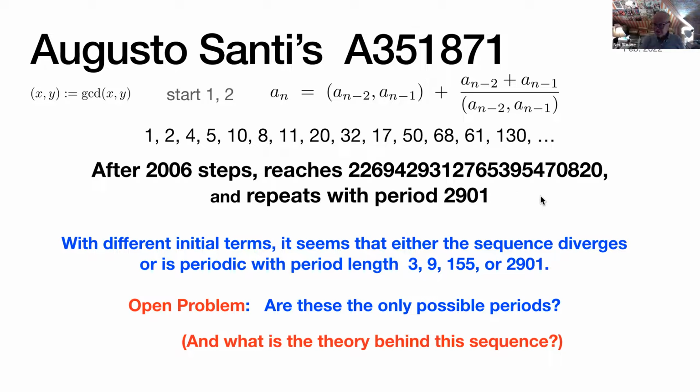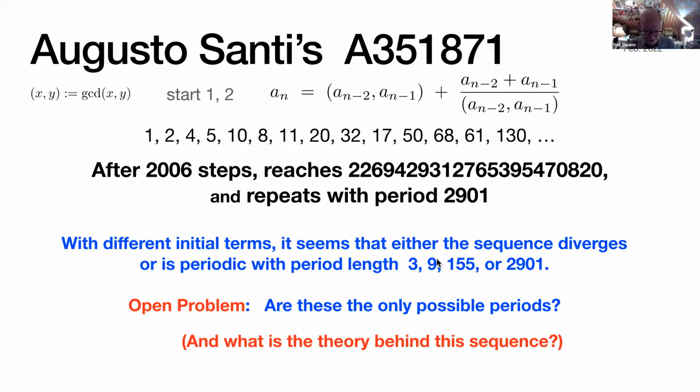It goes like that. And now here's the interesting thing. After 2006 steps, it reaches a number about 10 to the 21, and then it repeats with period 2901 for reasons that I don't think anyone understands. And if you change the initial terms, it appears that what happens is either the sequence blows up, keeps growing forever, or it's periodic with period length either 39, 159, or 2901. And 2901 is 3 times a prime, by the way, in case you were wondering. And 155 is not divisible by 3. So there's no obvious relationship between these 4 numbers.